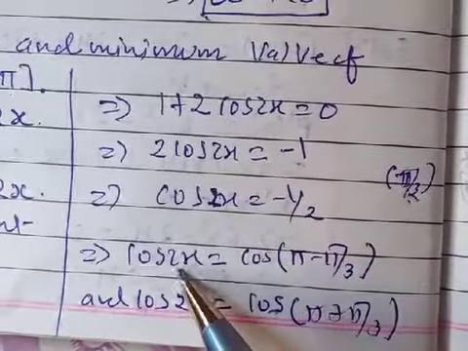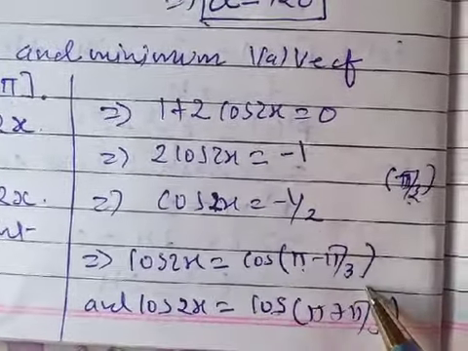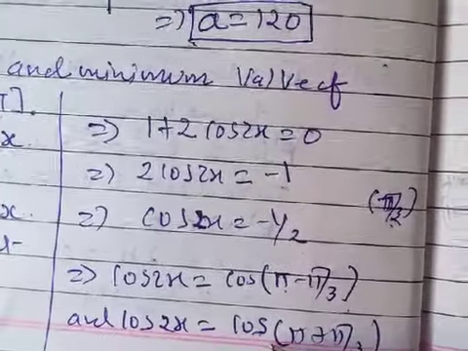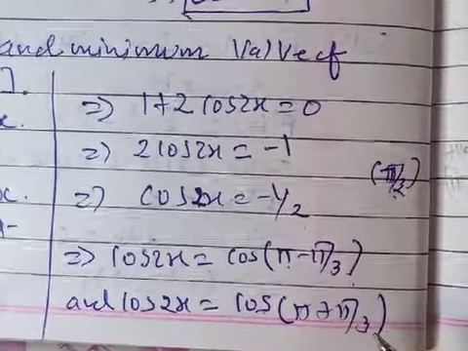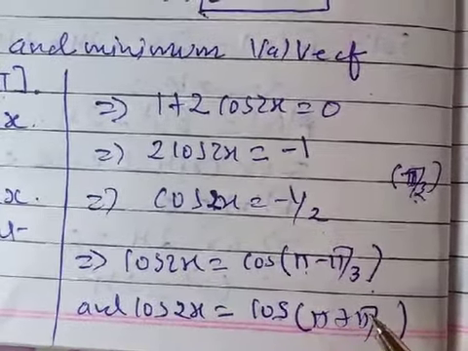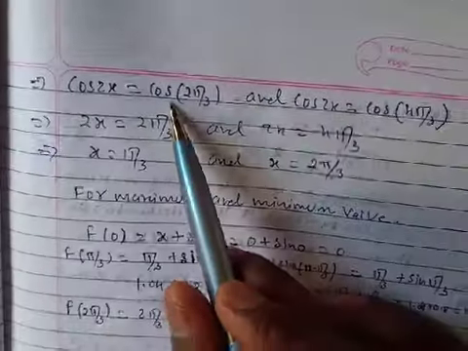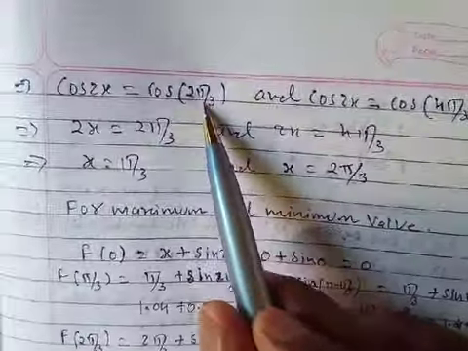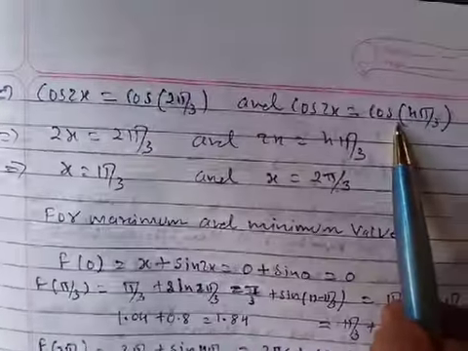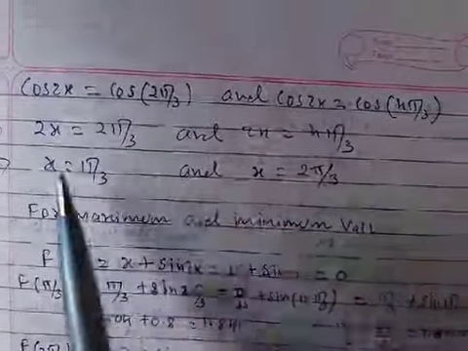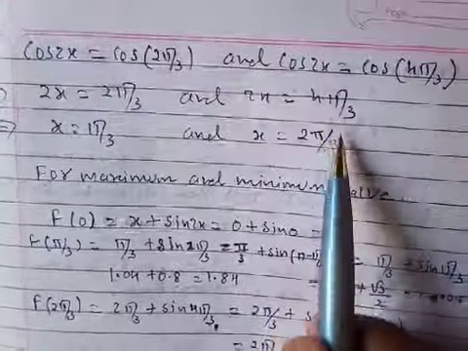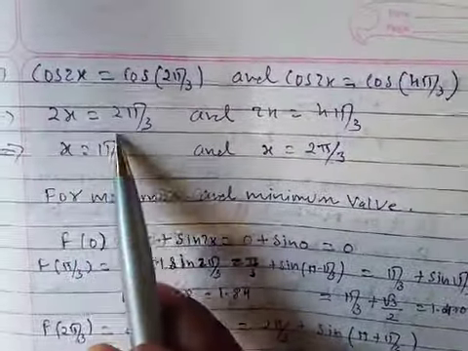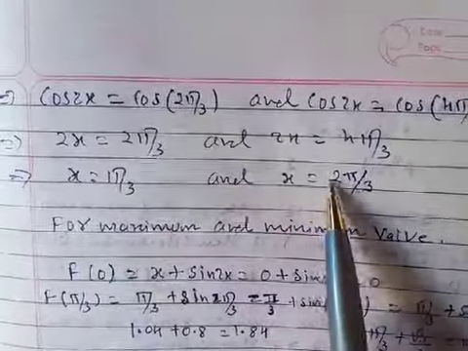So you have to substitute cos 2x is equal to cos of pi minus pi by 3. So cos 2x is equal to cos of pi minus pi by 3 and also cos of pi plus pi by 3. There also it is negative: second and third quadrant. Is it? So if you subtract, you will get 2 pi by 3. If you add, you will get 4 pi by 3. So 2x is equal to 2 pi by 3, and 2x is equal to 4 pi by 3. If you simplify it, you will get x is equal to pi by 3 and x is equal to 2 pi by 3.